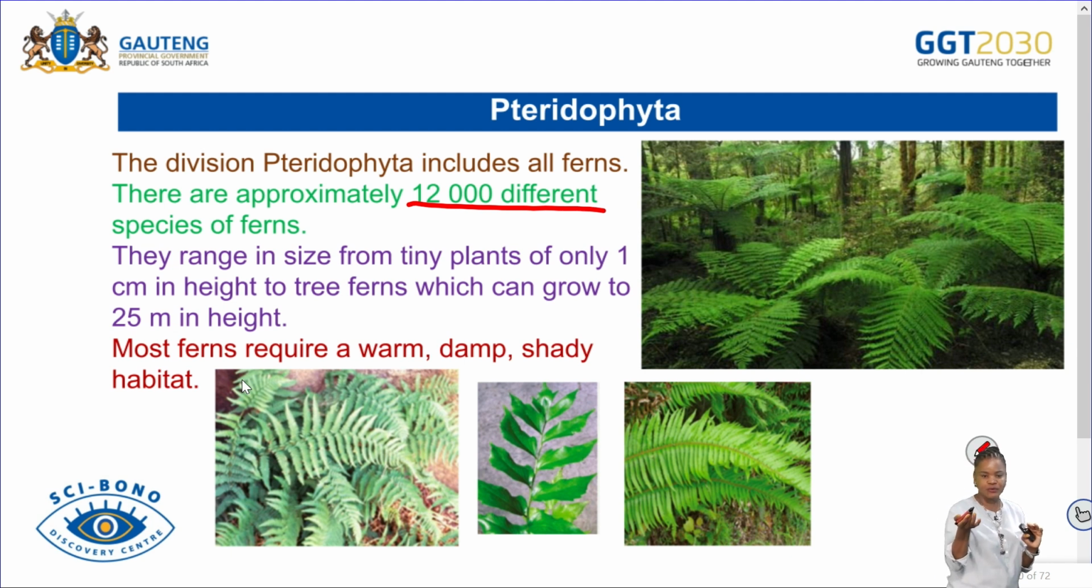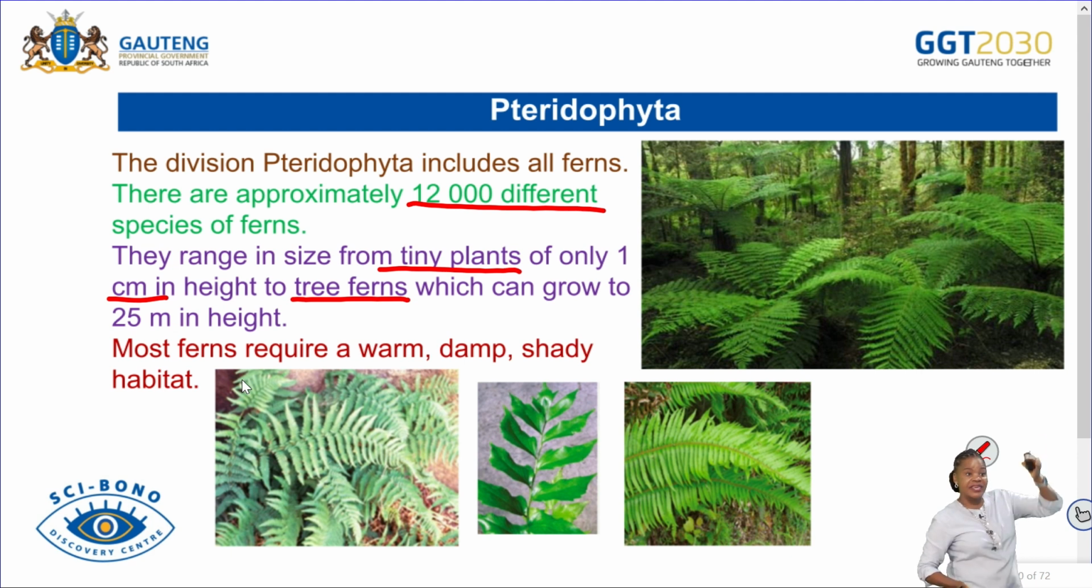I know the ferns that we usually see are the ferns that we have at our homes, but we've got about 12,000 different species of ferns. And they range in size from thin plants of only 1 centimeter in height to the tree ferns which can grow up to 25 meters in height. So they can be as small as 1 centimeter and as big as more than 25 meters in height. Most ferns require water.